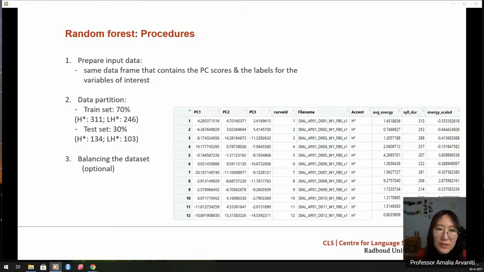Because our data are not balanced, we did the third step, which is balancing the data set. This is an optional method. If you have already got balanced data, then you can ignore this step.